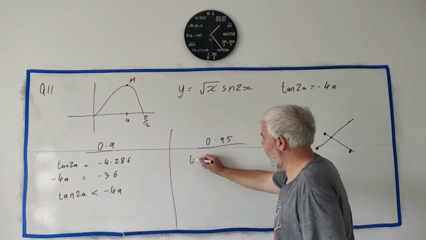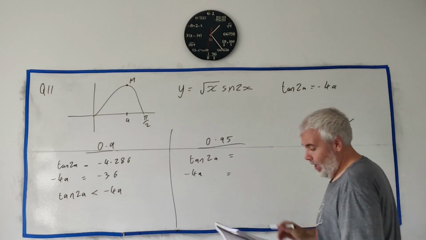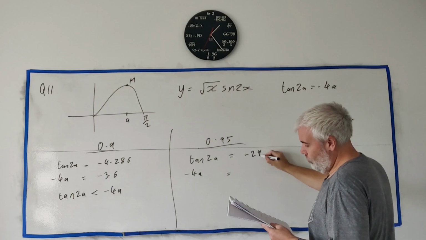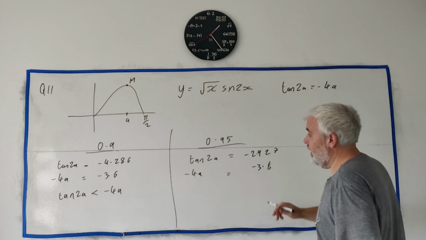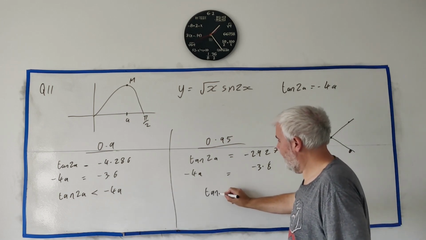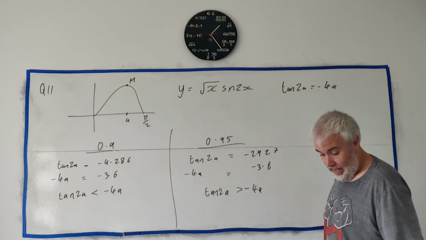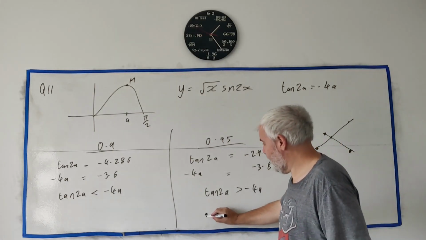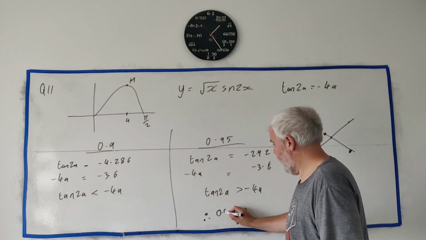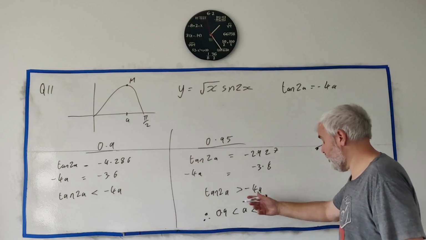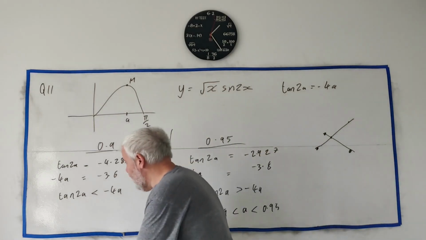And I do the same over here, tan 2a and minus 4a, find out what both of them are. This one is minus 2.927, this is minus 3.8. This time I point out that tan 2a is bigger than minus 4a. And that would be it. I'd write therefore a is between 0.9 and 0.95. This is enough to show me.